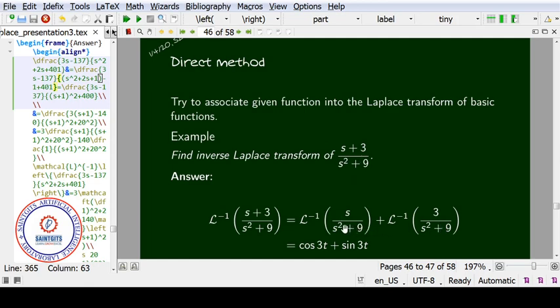From the direct result, we know L inverse of s by (s square plus a square) equals cos at. Here in the place of a we have 3, so cos 3t. Similarly, L inverse of a divided by (s square plus a square) is equal to sin at. Here a is equal to 3 and therefore sin 3t. So L inverse of (s plus 3) by (s square plus 9) is equal to cos 3t plus sin 3t. We simply use the direct results of inverse Laplace transform. Here the denominator is exactly of the form s square plus a square, so the procedure is very simple.